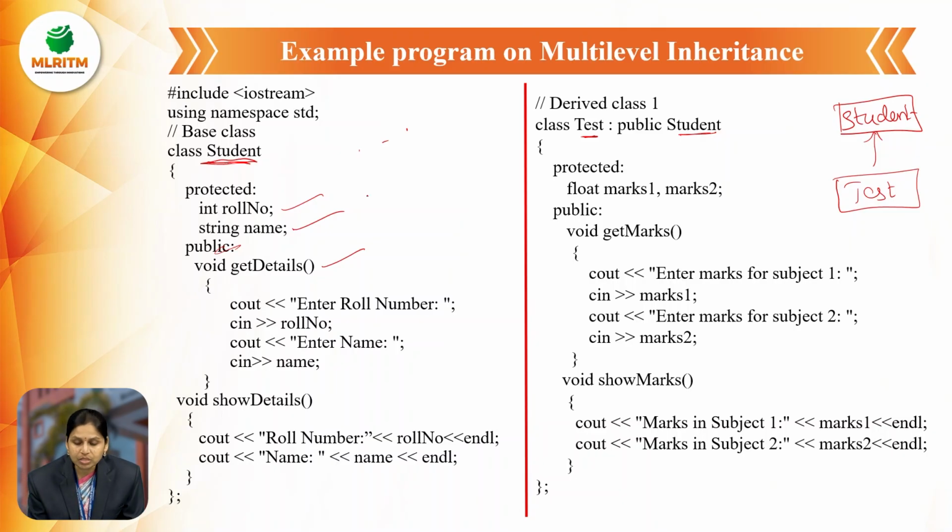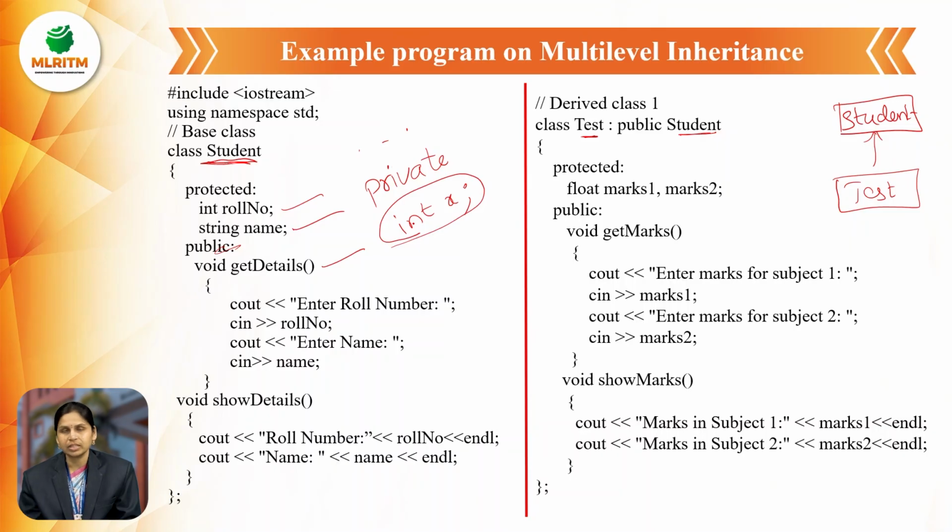But when we use the access specifier private, for example, one variable is declared as private int x, this x private member cannot be accessed in the child classes. This variable x can be used within the same class only. So there is no use of this x variable in the child classes.